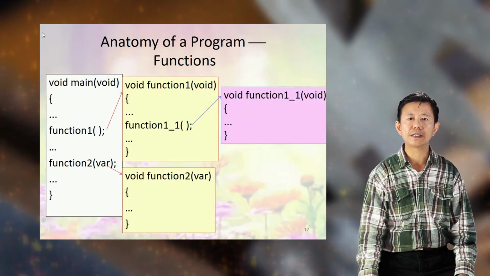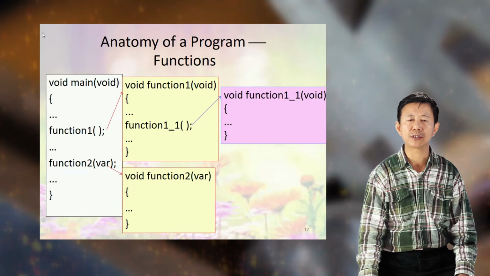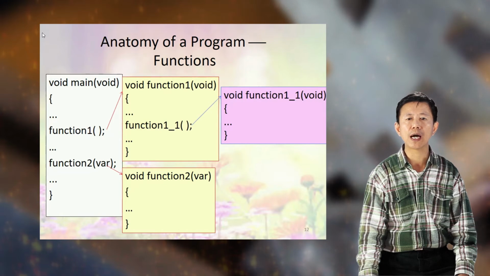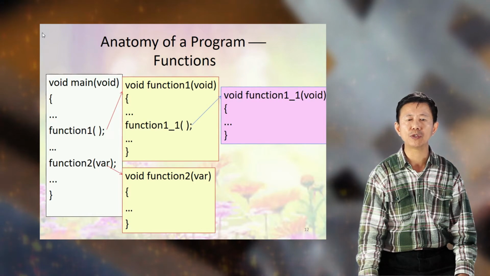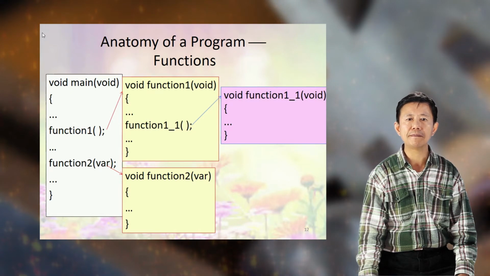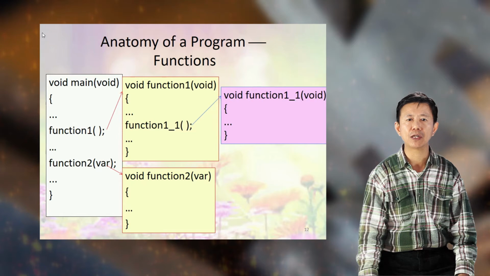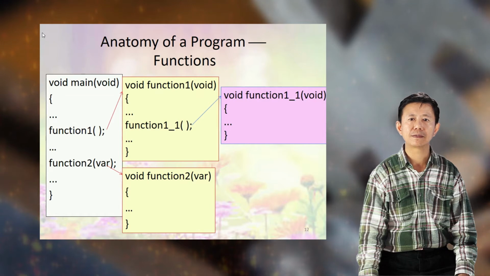I'd like to use this slide to show the hierarchy of a main program and the required functions. In this example, the main program calls two functions, function 1 and function 2. There's no need to pass any argument to or from function 1, so void is placed in the argument positions. In the other way, an input argument var should be passed from main to function 2. Again, function 1 calls an even lower hierarchy function named function 1 underscore 1 without any argument.